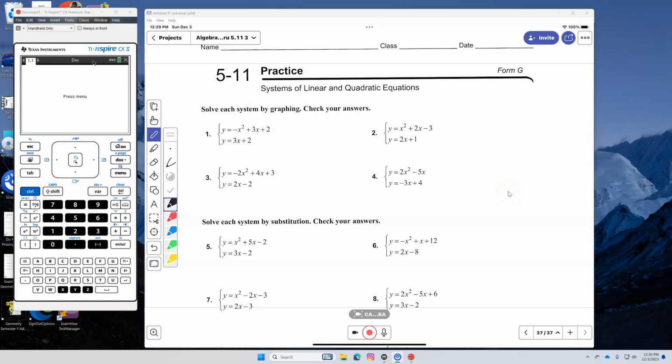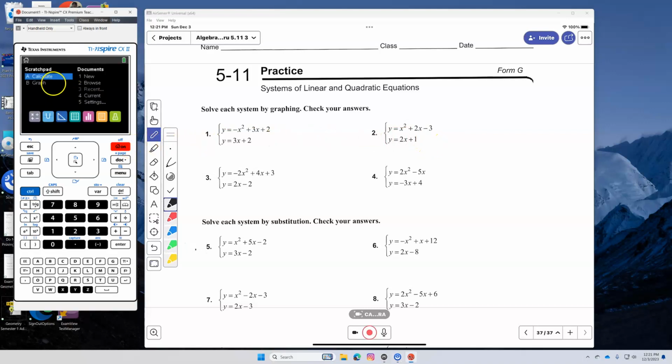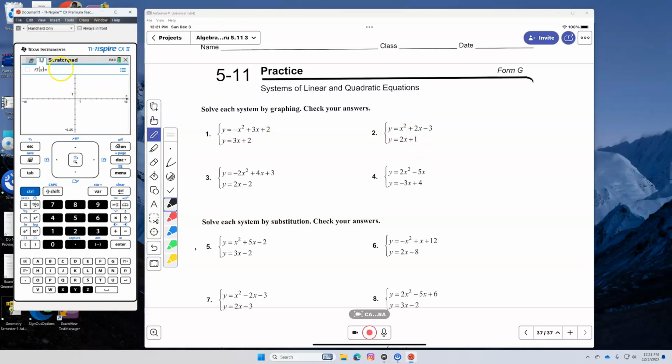Here are some selected answers to problems in this assignment, which is solving nonlinear systems. It says solve each system by graphing, check your answer. So here is the system. I'm going to go to on, graph, and I'm going to type it in.